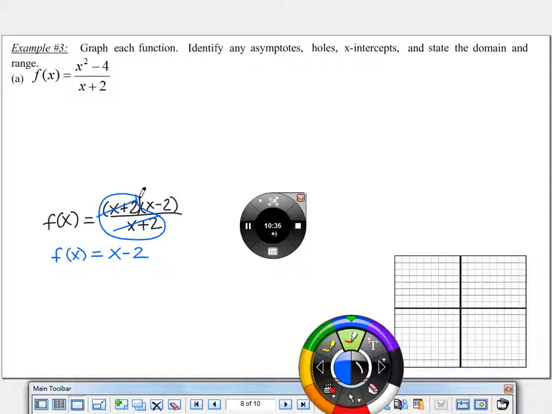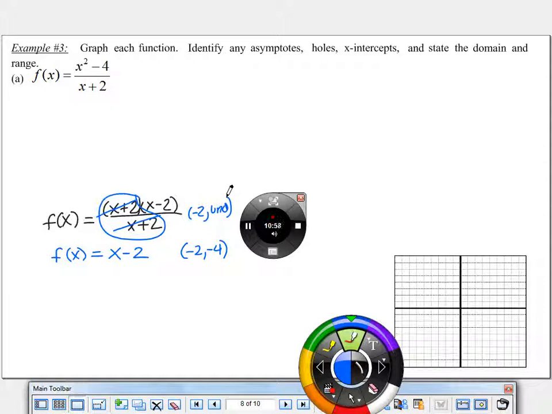If I look at plugging -2 into the new function, I feel like there should be a point on my graph that would be -2, -4. But if I plug -2 into the very original equation, I get something undefined. Everything else you plug in will work out just fine and dandy.